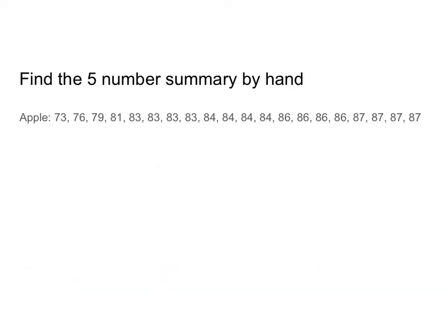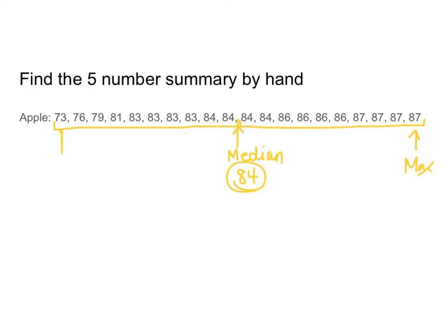Okay, so I'm going to just quickly go through how to find the 5-number summary by hand. So I have 20 values here. I always start by finding my median. So I just split my data into lower and upper half. So my median is going to be right here between 84 and 84. Well, that means it is 84. My max value is 87, that's easy, and my min value is 73.